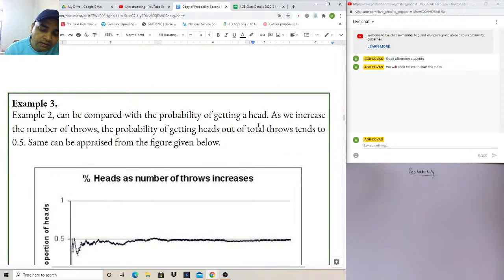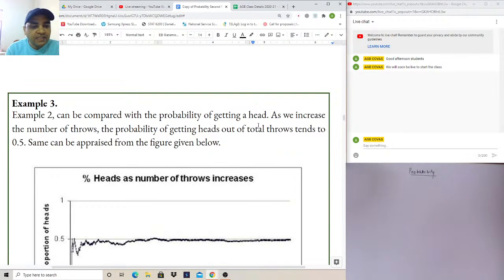Let us flip a coin and find out how many times we get a head. So it can be compared with the probability of getting a head. There was a case of male and female, and now we are considering the tossing of a coin. When we are tossing a coin, we are comparing the probability of getting a head. As we increase the number of throws, the probability of getting a head out of the total throws tends to be 0.5.